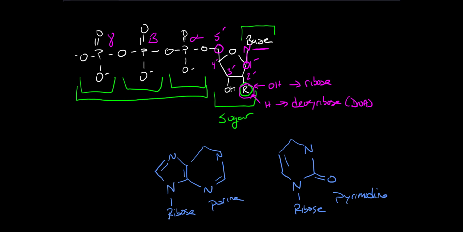The purines are adenosine and guanine, and our pyrimidines are going to be uracil, thymine, and cytosine. And we'll look at those structures in the next video.